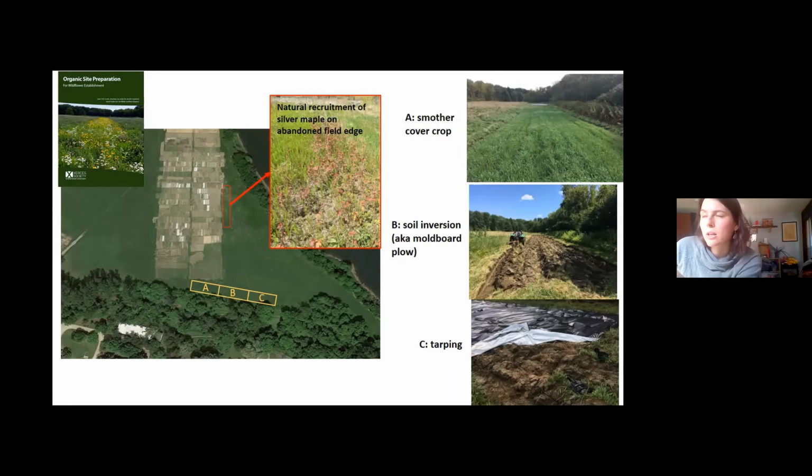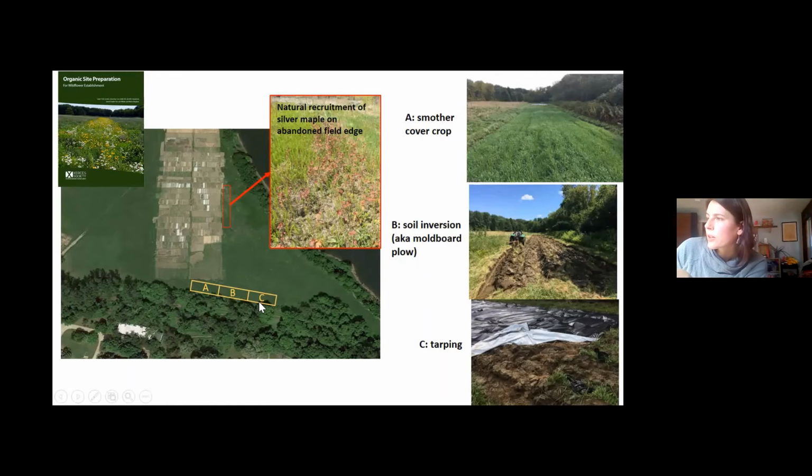They have a pretty large community garden, really a farm here, and they've seen some really nice natural recruitment of silver maple along the field edge there. So they were excited to partner with us to explore expanding the forest edge here.